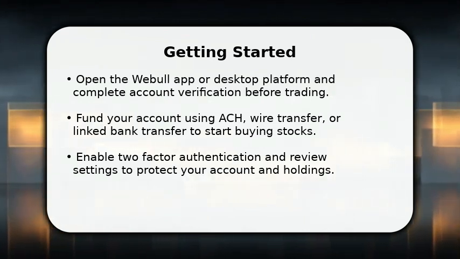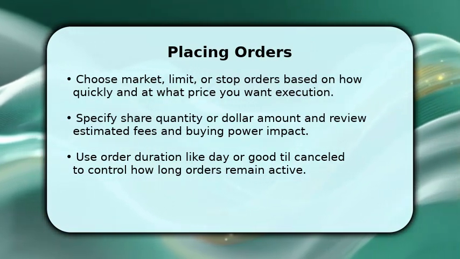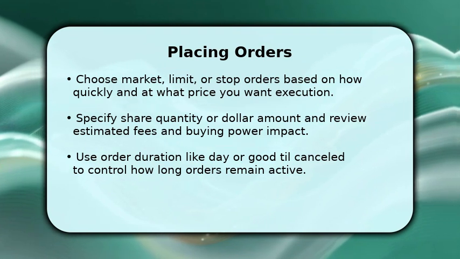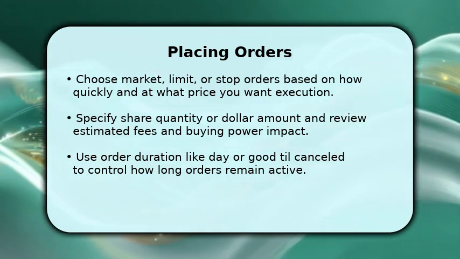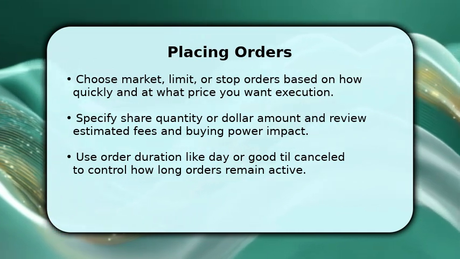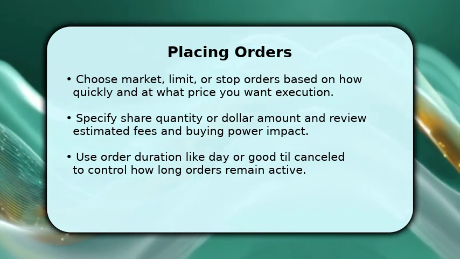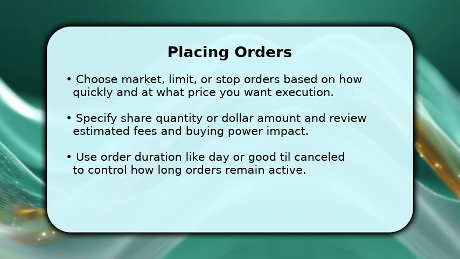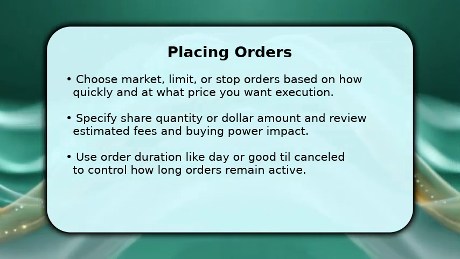Open the trade ticket and pick your ticker symbol, keeping a clear plan for entry and size. Decide between market for immediate fills or limit to control price, and set stop orders to manage downside. Review the total cost including any margin or fees, then submit and monitor the order until it fills. Adjust or cancel orders promptly if market conditions change while you wait.